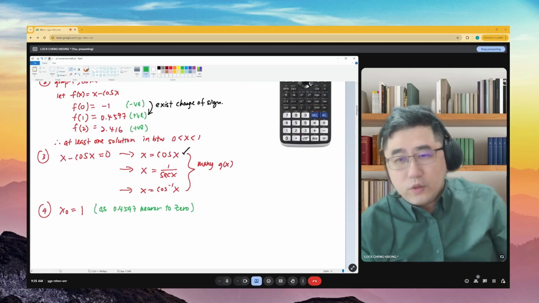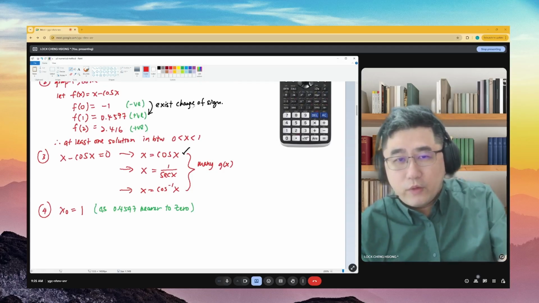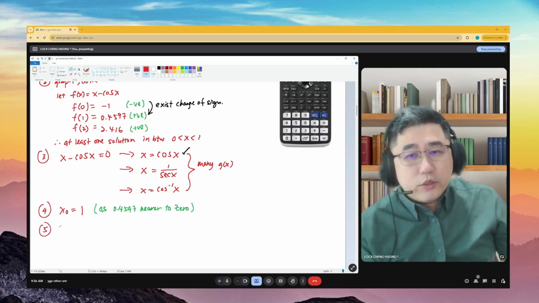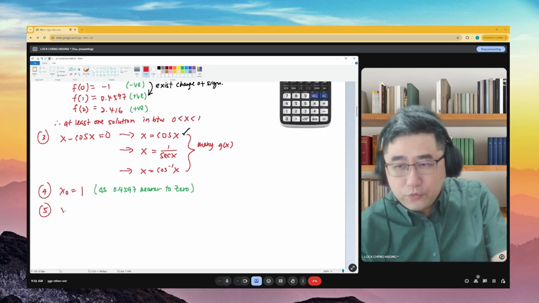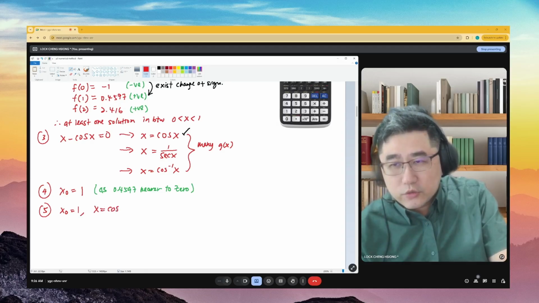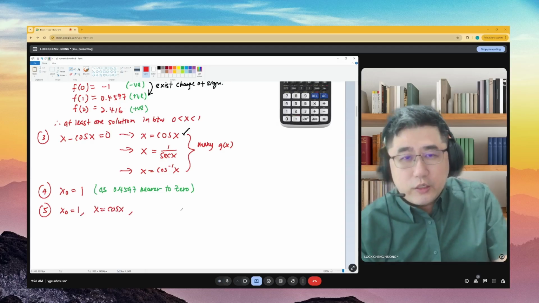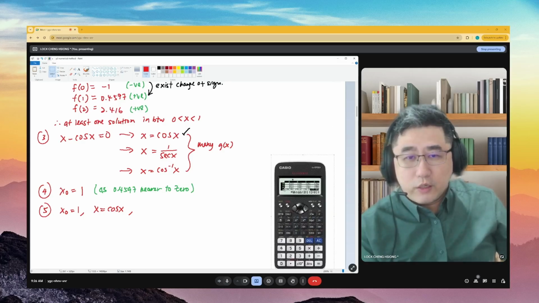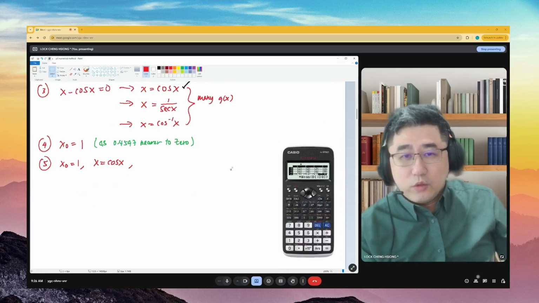Okay, then step 5, I need to do my iteration procedure. I already have my x naught equals 1. I already have my x equals cos x from step 3. Now I will need my calculator. How do I actually use my calculator to perform the calculation?